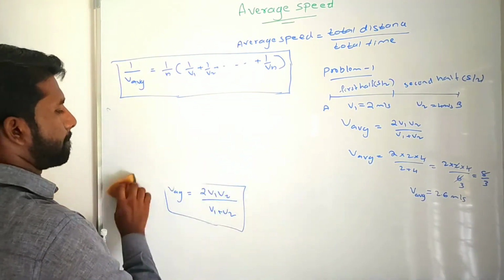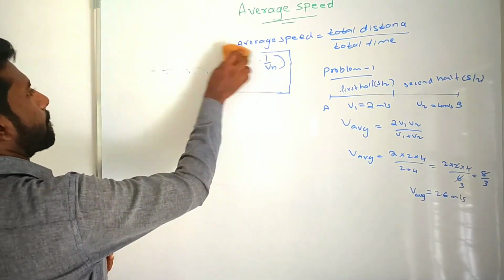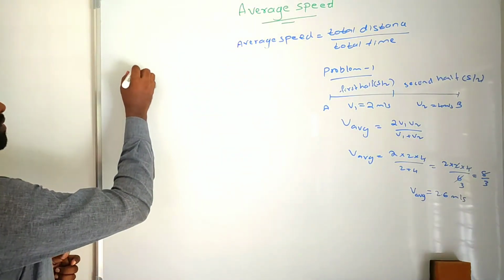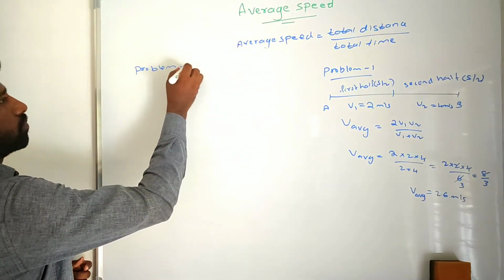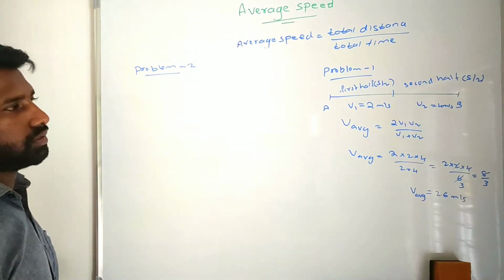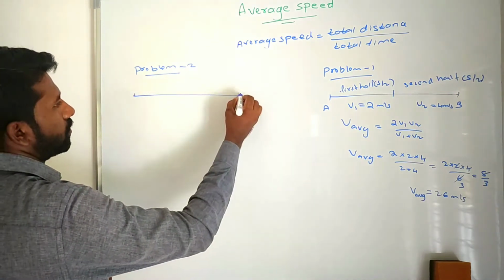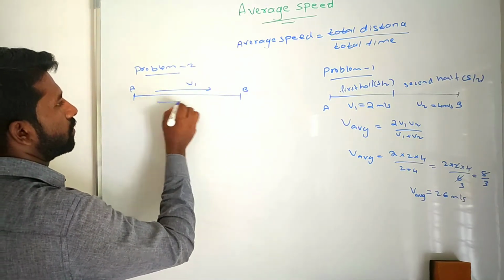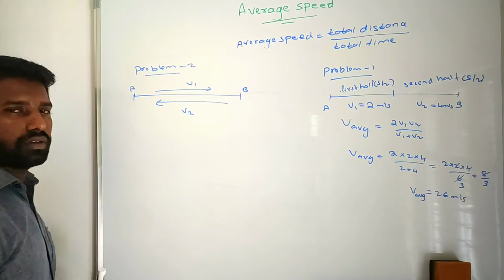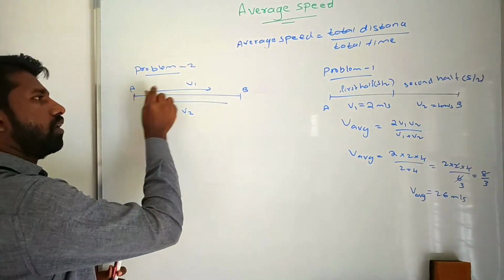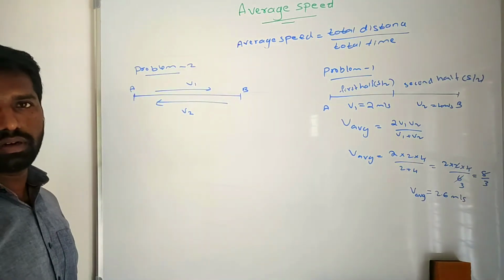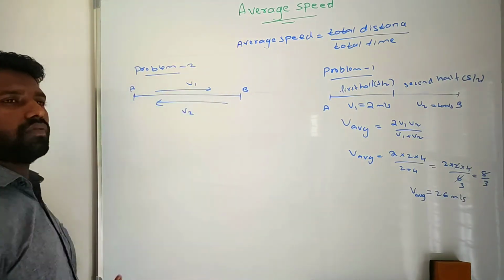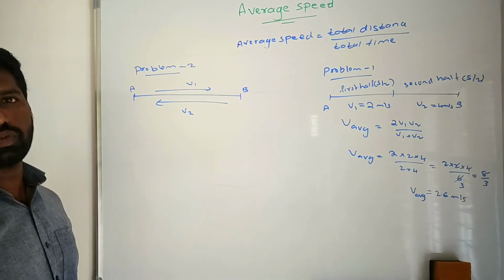And next, problem 2. A body moves from A to B with a velocity v1 and returns from B to A with a velocity v2. What is the average velocity?